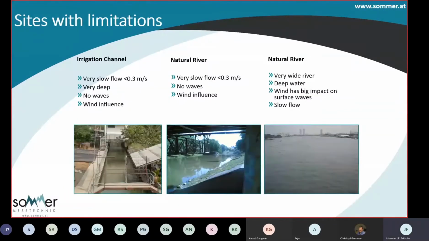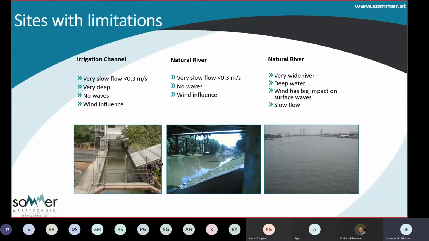On the other hand, here are some sites with limitations. For example, this irrigation channel here. It has a very slow water flow and therefore very little waves. And here also the wind can have a big influence due to the slow flow velocity.